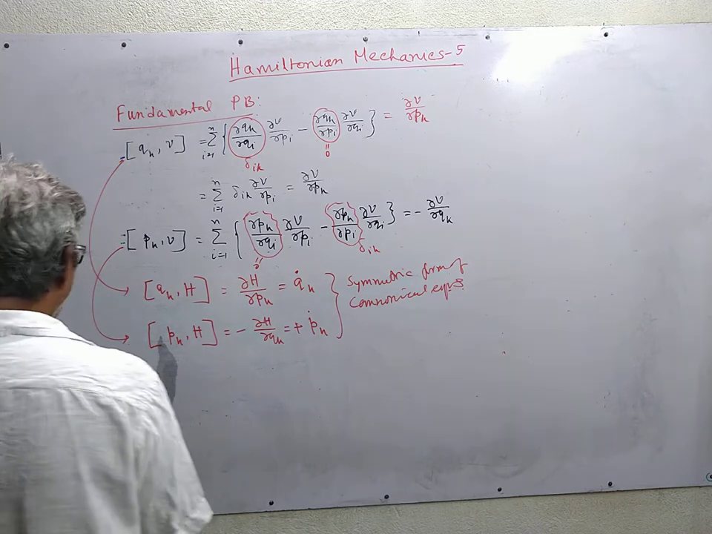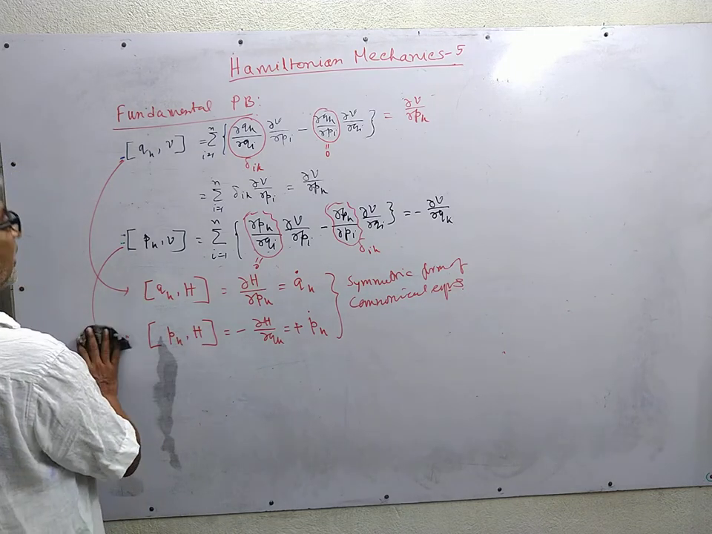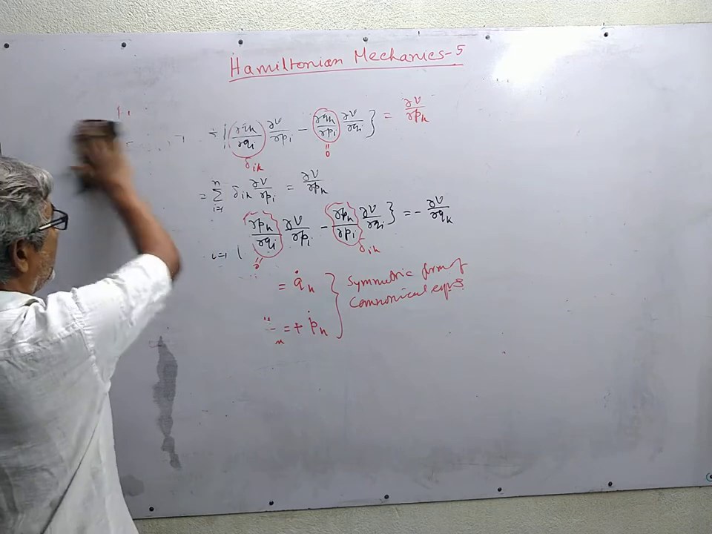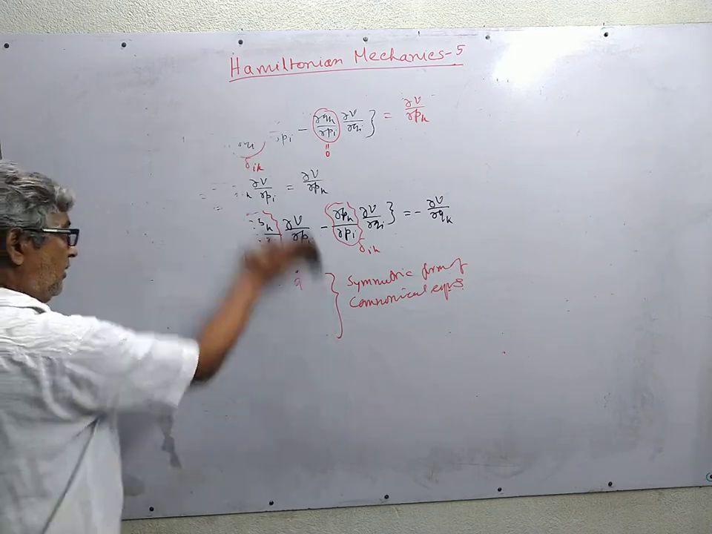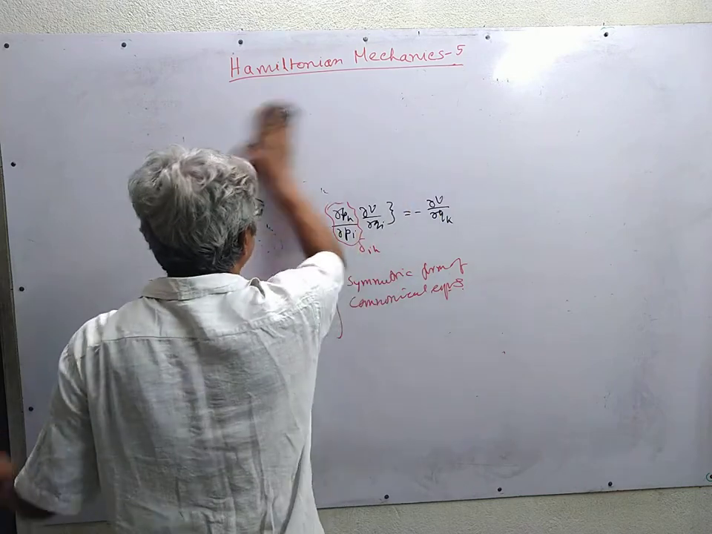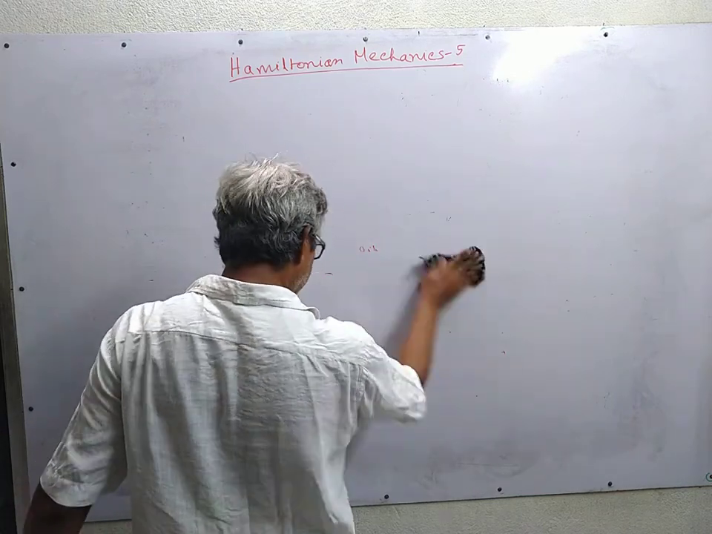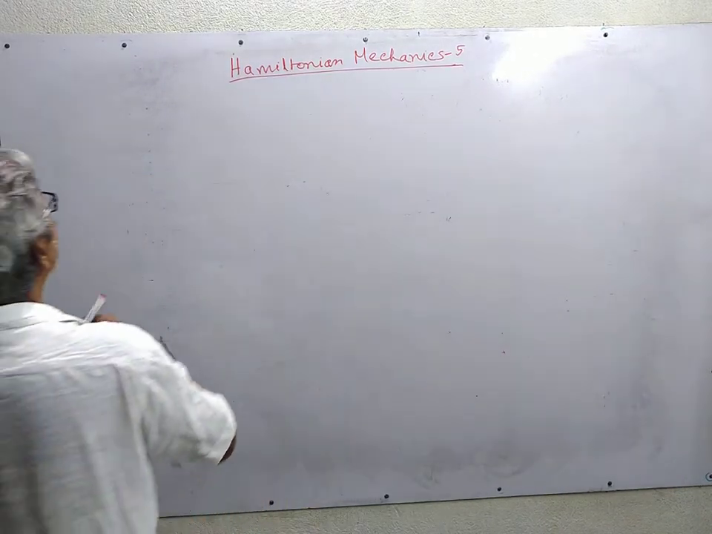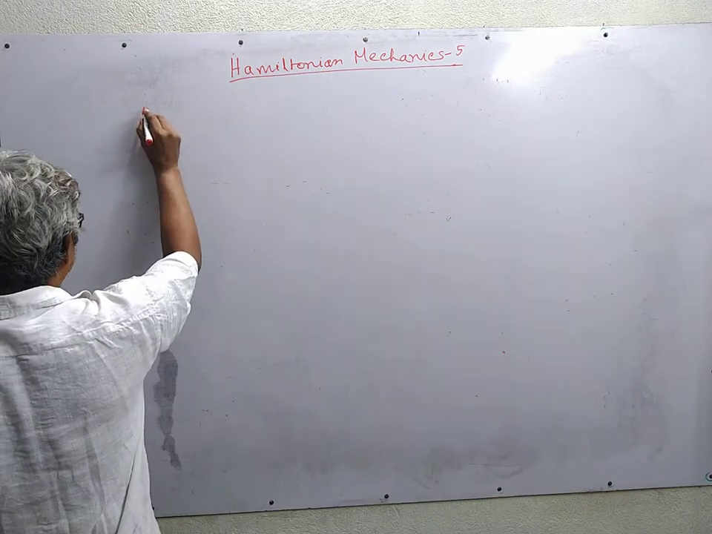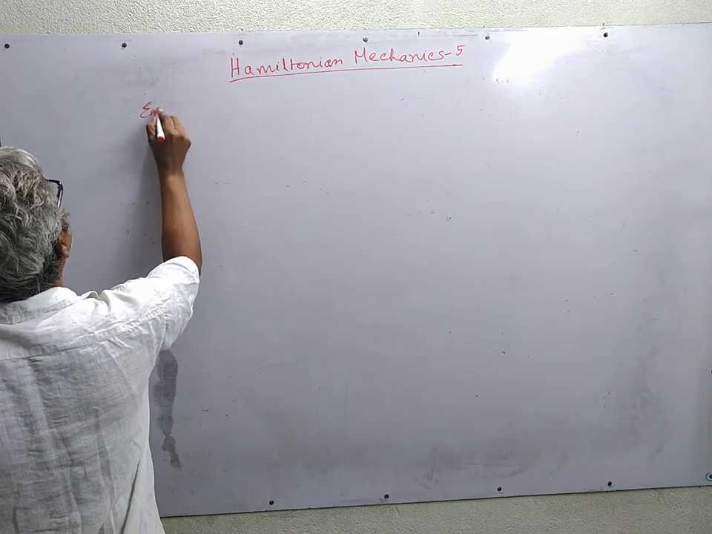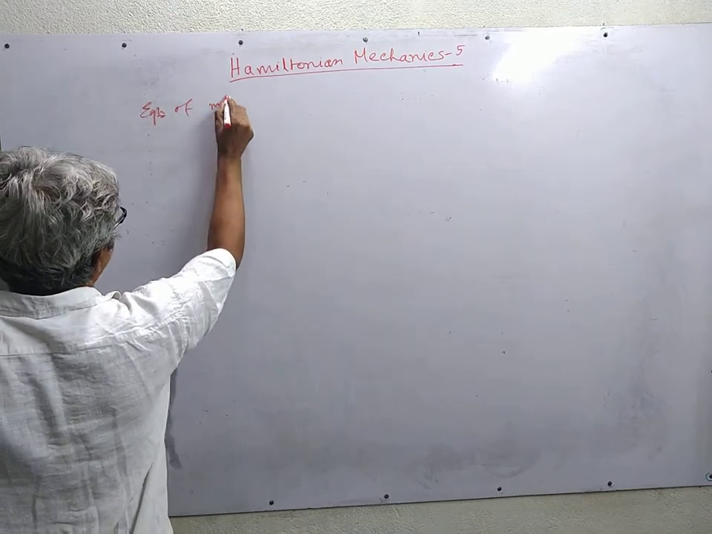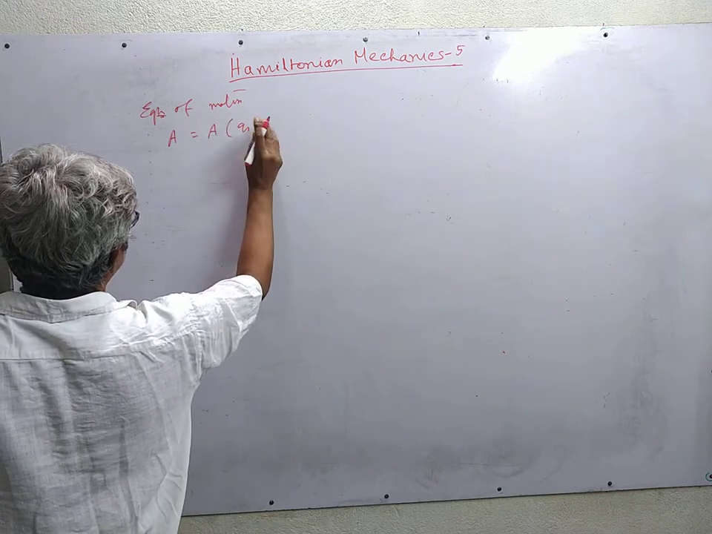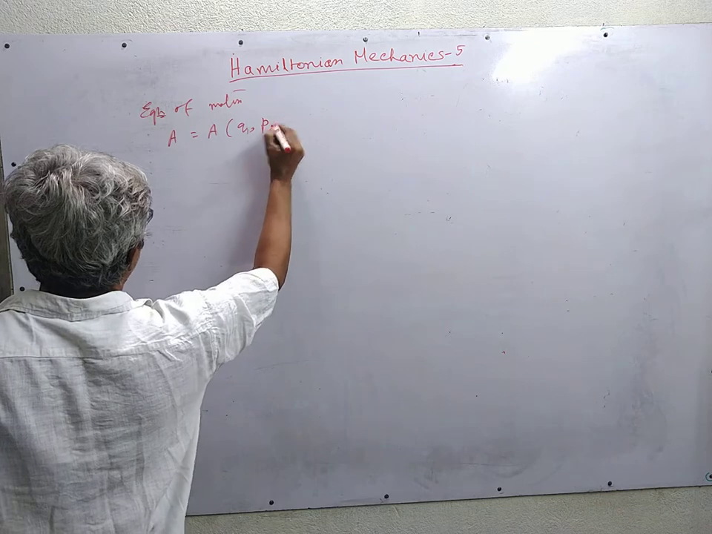Now we come to the equation of motion. This is one advantage of writing the equation of motion in terms of Poisson bracket. If we consider a dynamical variable A, which depends on the generalized coordinates, momenta and time, then we get the equation of motion. We consider a quantity which is a function of the set of q's, the set of p's and of t.